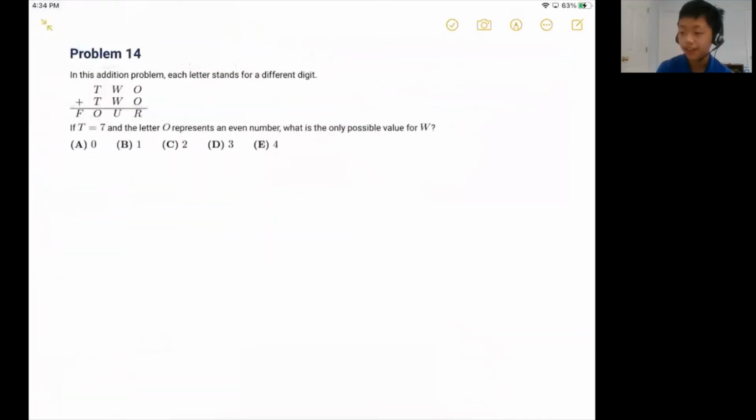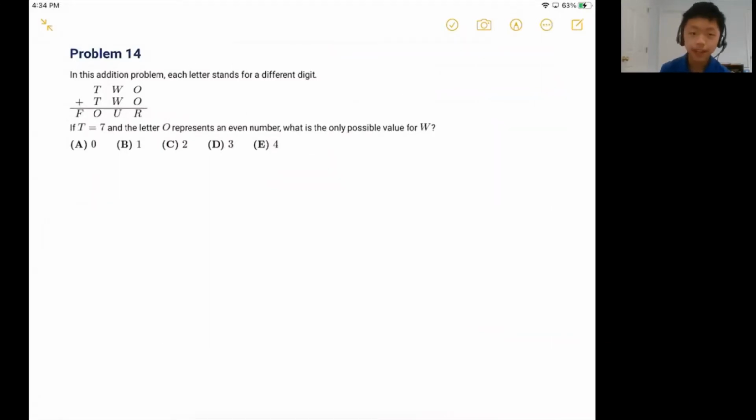So question 14 is an interesting problem. We have this addition problem where each letter stands for a different digit: TWO plus TWO equals FOUR. And if T equals 7 and the letter O represents an even number, we want to know what is the only possible value for W.